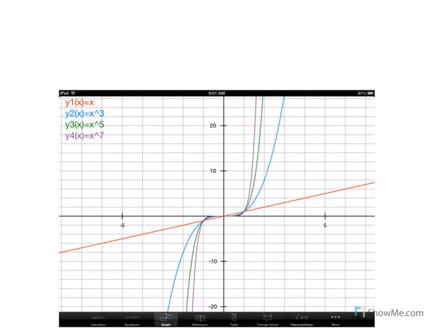Here I have all odd exponents. So x to the 1st, x to the 3rd, 5th, and 7th. So these are all odd exponents. Notice how all the odd graphs end in opposite directions. So one ends on the positive side, one ends on the negative side.